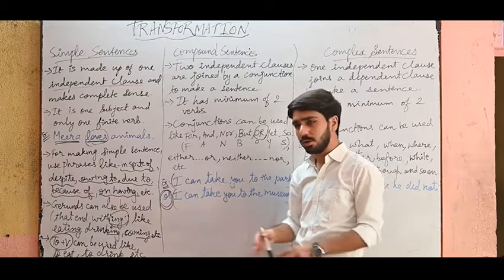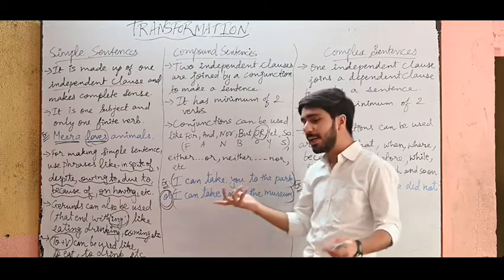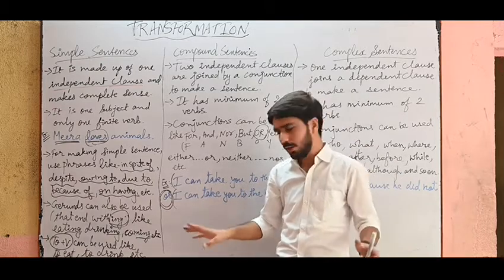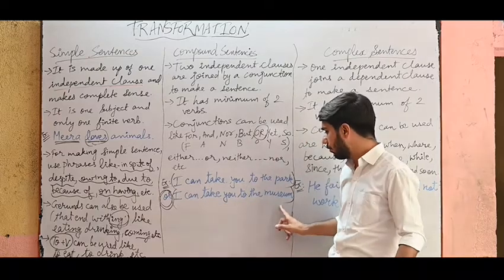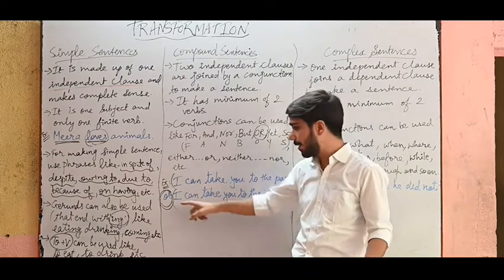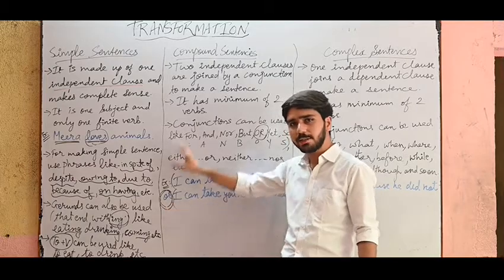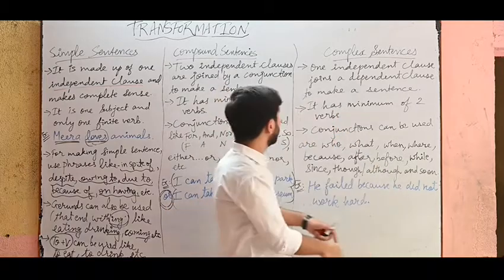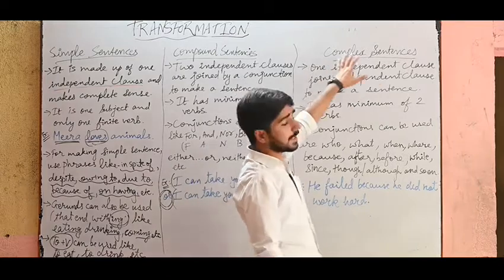If I write this alone, "I can take you to the park," it makes sense. It is complete. Even the second one, "I can take you to the museum," that is also complete. So these are the two independent clauses joined with a coordinating conjunction. That is a compound sentence. Next, moving ahead, what are complex sentences?